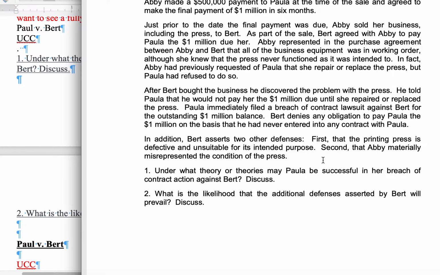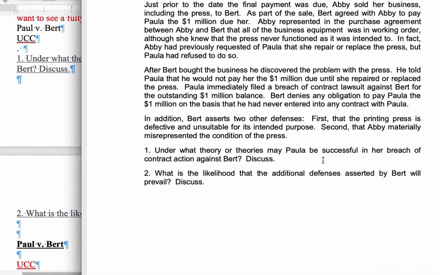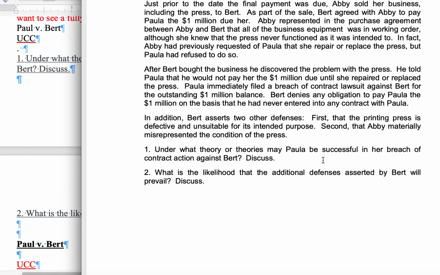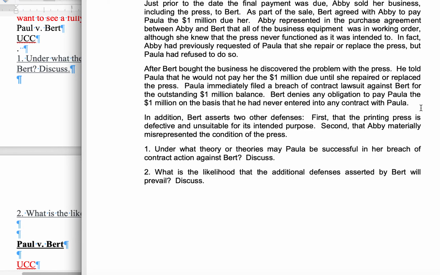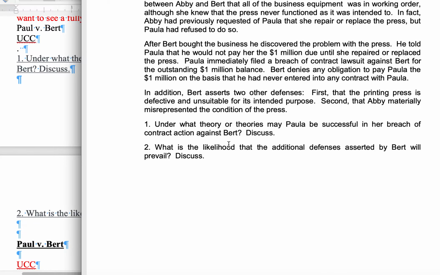After Bert bought the business, he discovered the problem with the press. He told Paula that he would not pay her $1 million due until she repaired or replaced the press. Paula immediately filed a breach of contract lawsuit against Bert for the outstanding $1 million balance. Bert denies any obligation to pay Paula the $1 million on the basis that he had never entered into any contract with Paula. In addition, Bert asserts two other defenses.